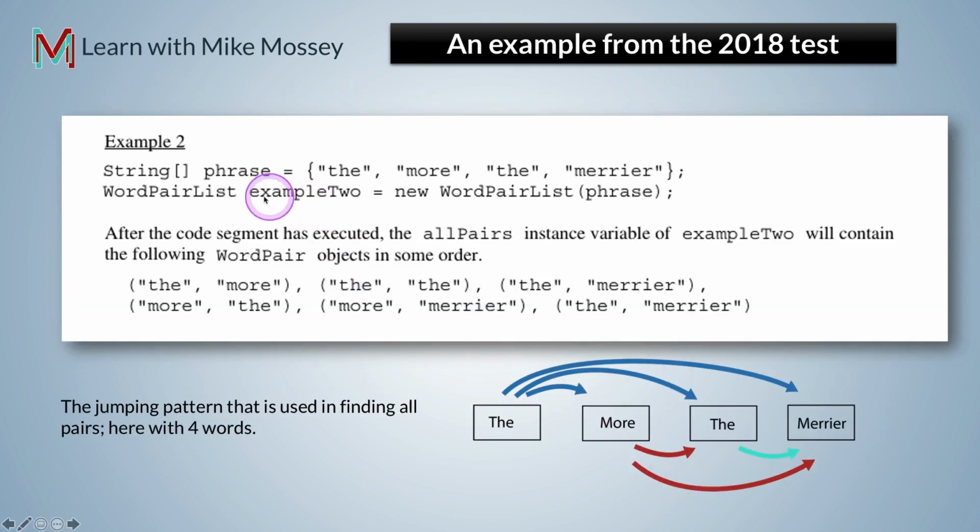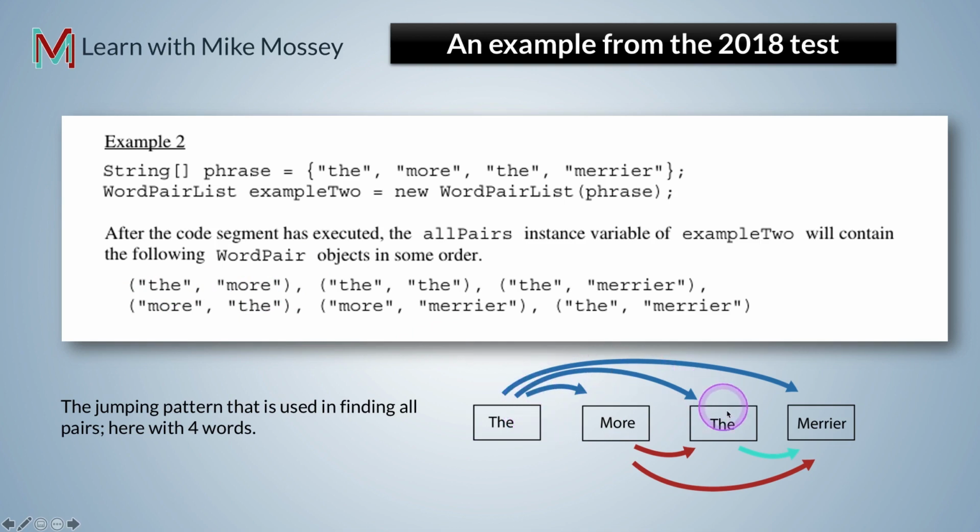Here's another example. The phrase is "the more the merrier." Here are the pairs: the more, the merrier, more merrier, and the merrier. I'm getting a sense again that it's making all possible pairs. If we look at the jumping pattern here, move your eyes between the jumping pattern, like this short blue arrow, the more, and then move your eye over here and we see the corresponding pair.